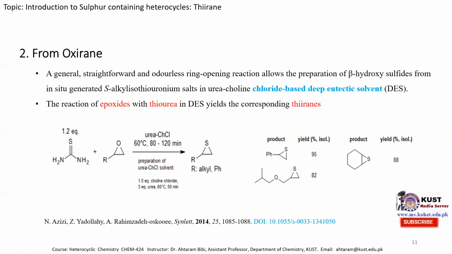And this reaction is reported recently in 2014 in Synthetic Letters, and they used the aromatic substituent as well as the aliphatic substituent, and they obtained the thiirane molecule in good yield, 95% yield, and when using the aliphatic one, they obtained it in 88% isolated yield.